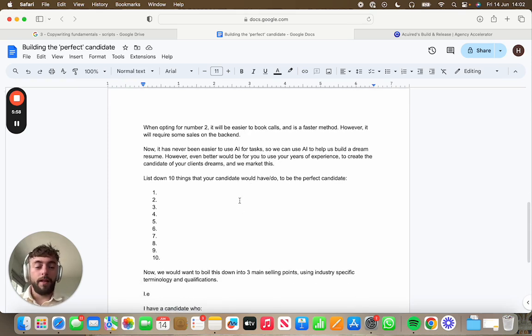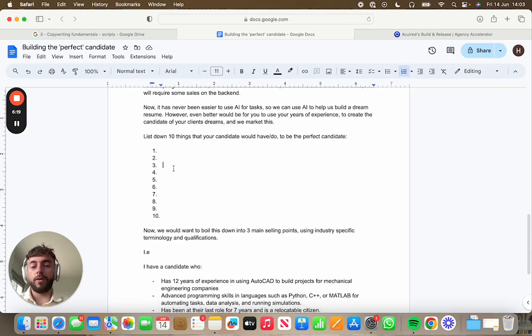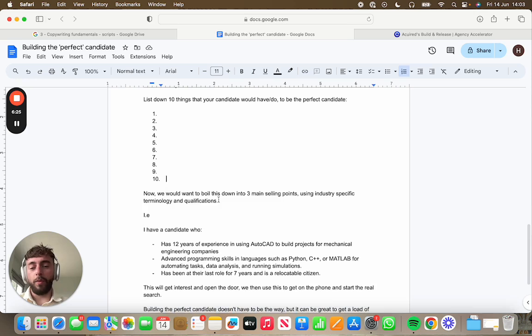But ultimately, to build this Rockstar candidate, it's never been easier to use AI to do this. However, I think it would actually be even better, given your experience and how much knowledge you have of the market, to create the candidate of your client's dreams yourself. So what we've got here is an activity to list down 10 things that your candidate would have or do to be the perfect candidate. Ultimately, once you've written those 10 things, we want to boil this down into 3 main selling points using industry-specific terminology and qualifications.